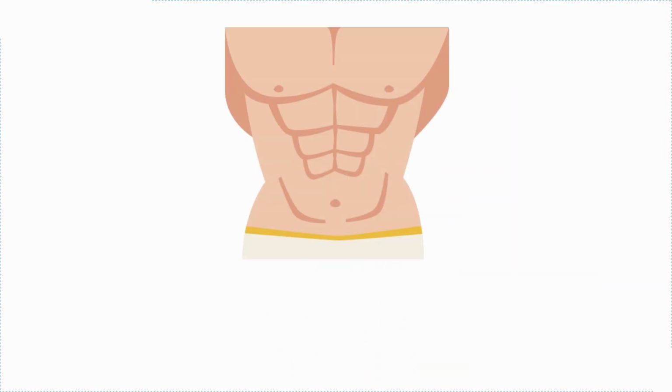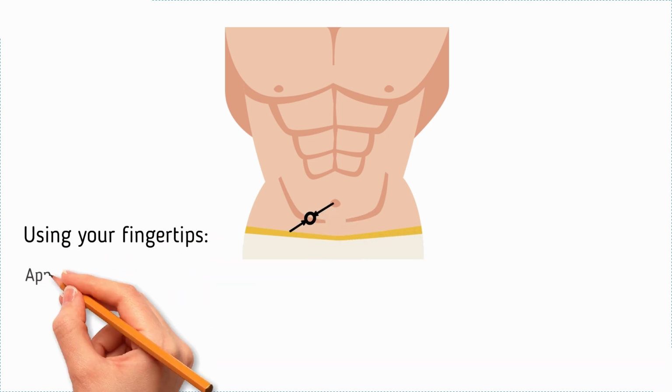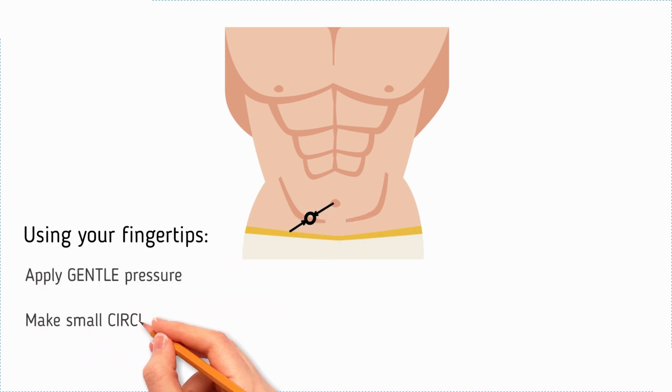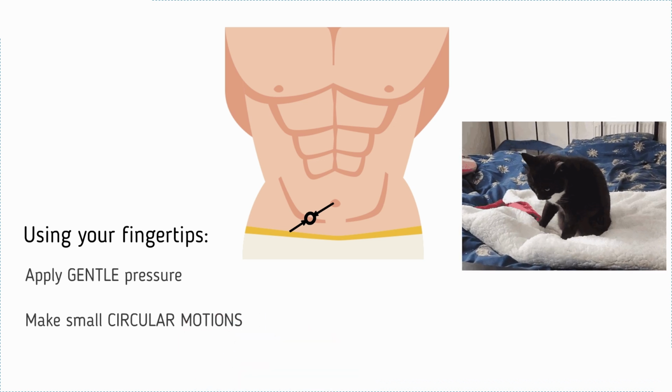So one thing you can do is regularly stimulate the ileocecal valve by taking your fingers and deeply massaging the abdomen where it is located, and this will help regulate its function. The valve can be found halfway between the belly button and the right hip bone. Using your fingertips, apply gentle pressure and make small circular motions. The pressure should be firm but not painful.